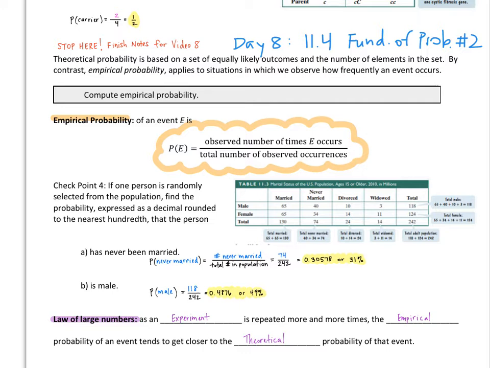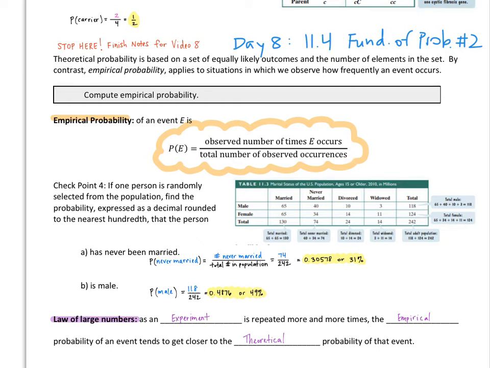So let's talk about how we figure out empirical probability. The empirical probability of an event E, the probability of this event occurring, is the observed number of times that the event occurs over the total number of observed occurrences. So again, it's what we are observing.